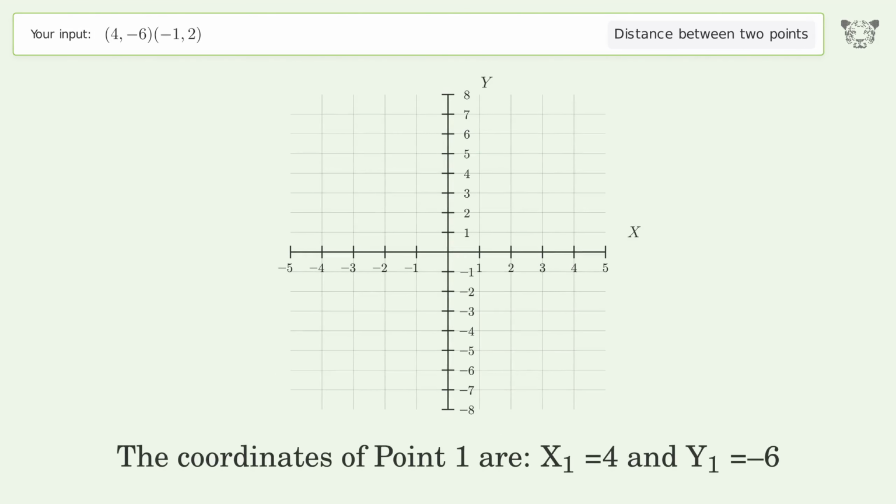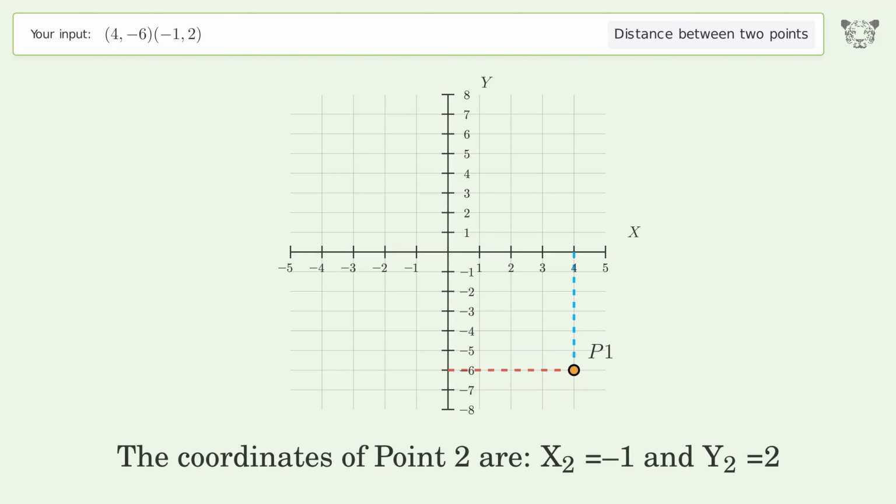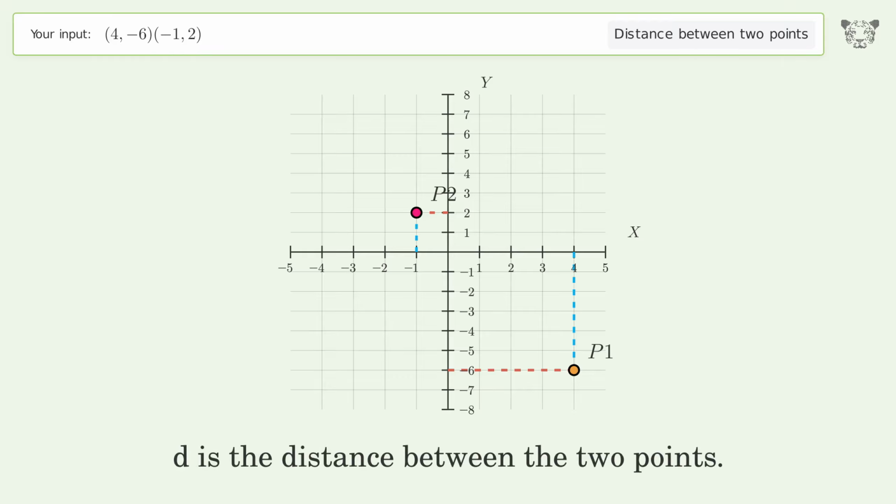The coordinates of point 1 are x1 equals 4 and y1 equals -6. The coordinates of point 2 are x2 equals -1 and y2 equals 2. D is the distance between the 2 points.